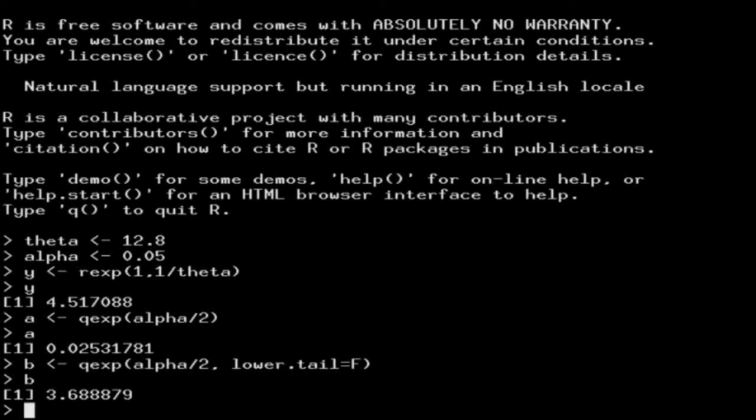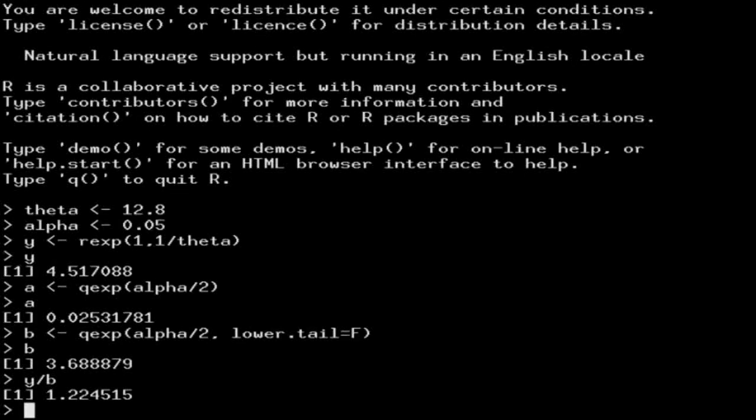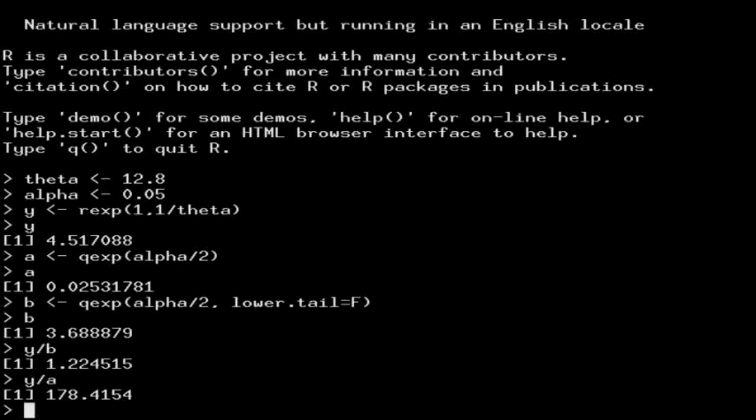Okay. So now, what are our confidence values? Well, for our lower bound on our confidence interval, that was y over b. So we've got 1.224515. For our upper bound, we've got y over a, which was 178.4154. So that's a pretty big interval.